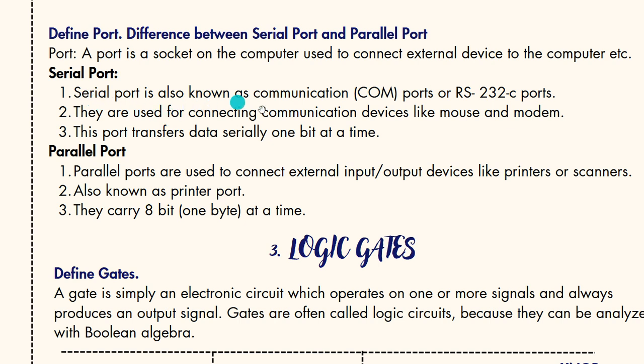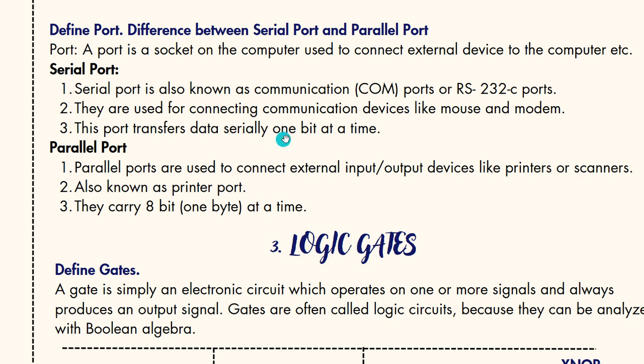Serial port is also known as communication port or COM port or RS-232C port. They are used for connecting communication devices like mouse and modem. This port transfers data serially, one bit at a time. Parallel ports are used to connect external input output devices like printers or scanners and are also known as printer ports, right? They carry 8 bits of data at a time, that is 1 byte.